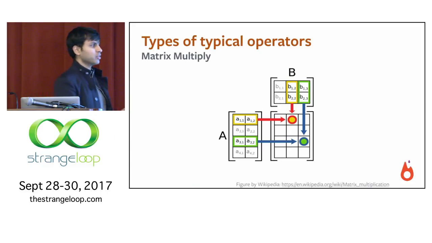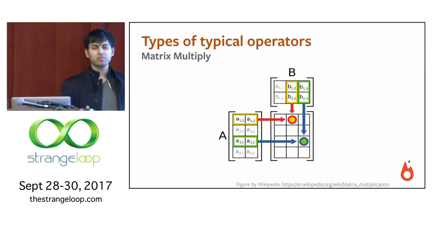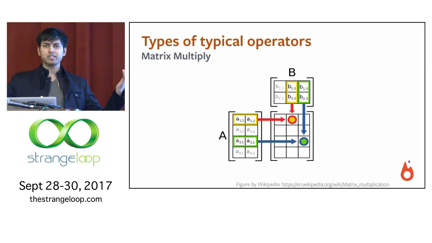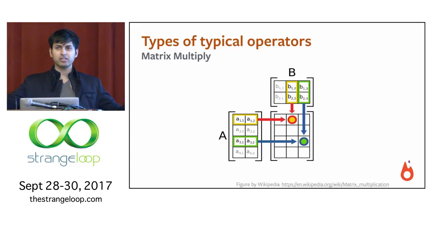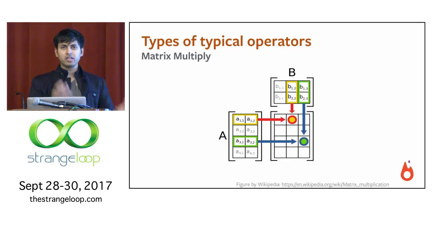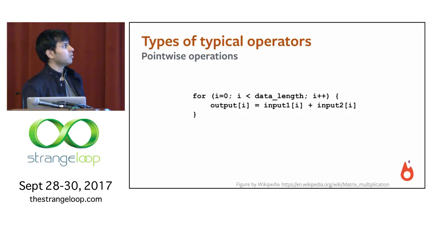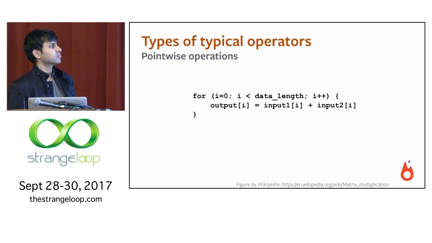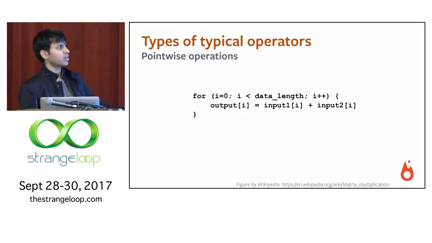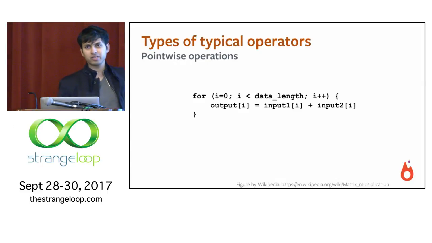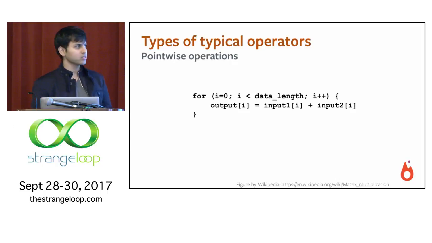And then you do matrix multiplies. So you take your input and then you take some weights, your learnable weights, and then you just do a matrix multiply between them and you get your outputs. And you also do a lot of pointwise operations. So typically they look like this. You have some for loop looping over your entire input matrix, and you do some operation on it, and then you write it to your output.